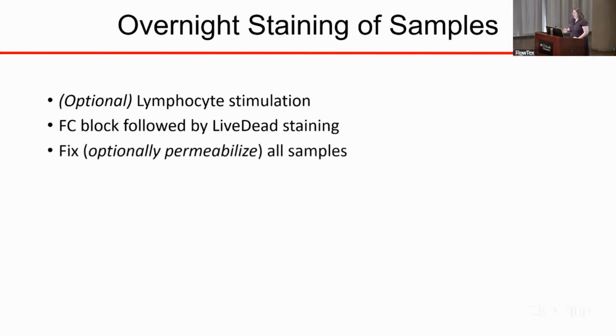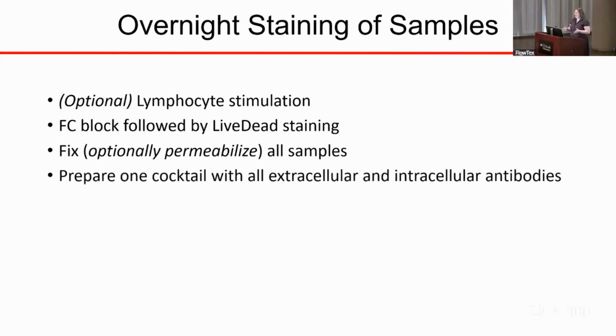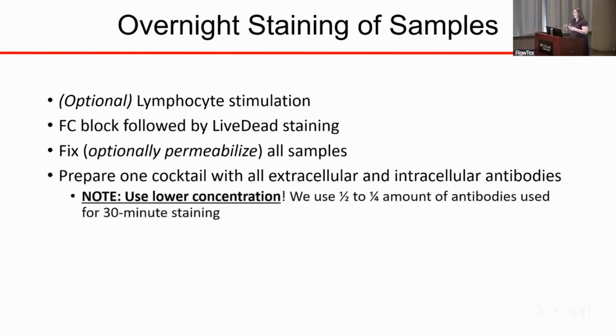Sometimes we also permeabilize if we're interested in intracellular markers. And then we prepare one cocktail with all of our antibodies combined. We have extracellular, we have intracellular, they're all in one combination. And as Paul really pointed out in his talk, you can use a much lower concentration because you're staining overnight. We use a half to a quarter of the antibodies. We have not gone down as far as 1 to 10,000, but you probably could, but this has worked for us best. And then we just apply the stain overnight in the dark at 4C, and the next day you can come in and analyze it.